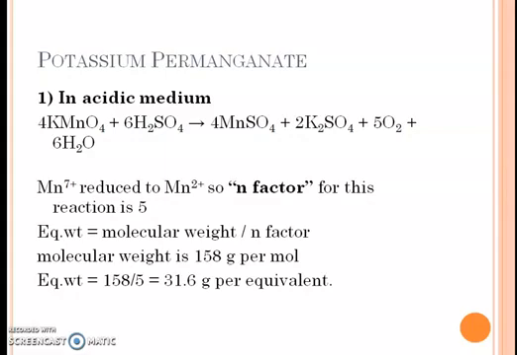The molecular weight for KMnO4 is 158 gram per mole. So equivalent weight in acidic medium will be 158 divided by 5, because in acidic medium the change of valency takes place from 7 to 2, that is the difference is 5. So in acidic medium equivalent weight is 31.6 gram per equivalent.